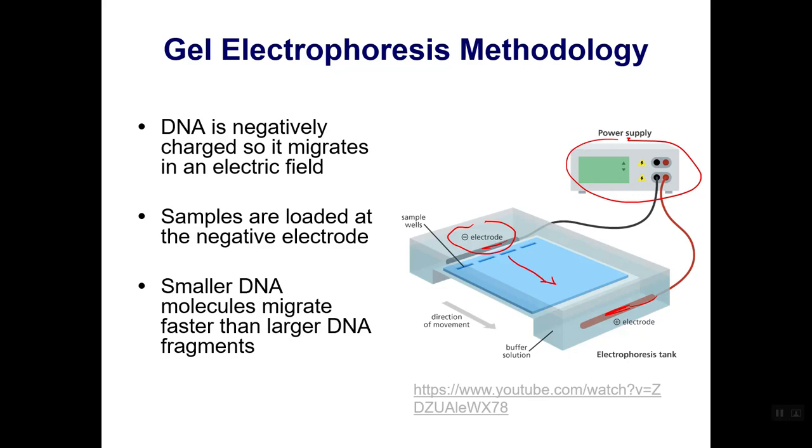We're going to let that gel run for about 30 minutes, maybe 45 minutes, depending on how large our DNA fragments are. But what we're going to see is fragments of DNA on our gel. The larger fragments are going to stay towards the top, and the smaller fragments will be towards the bottom because the smaller fragments move much faster than the large ones. And I want to show this video to help elucidate.